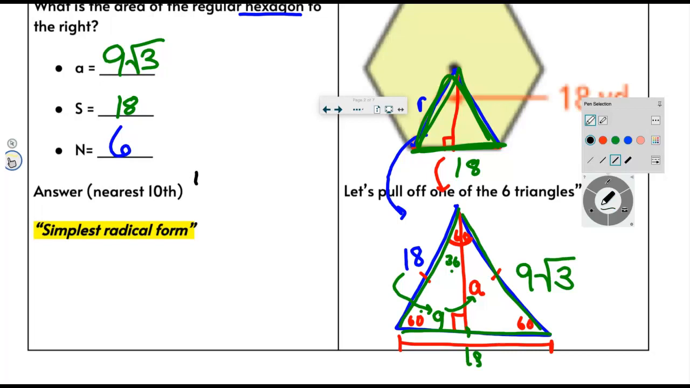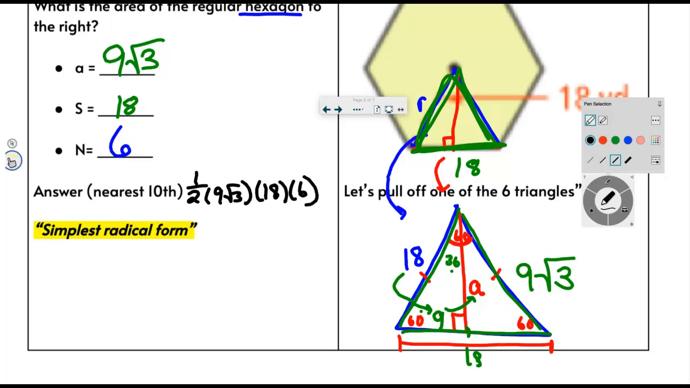I am going to do 1/2 times A, again it's 1/2 A S A. It's not writing right there for some reason. All right, so 1/2 of A would be 9√3 times S is 18. You can go right in order if you show your work like that.